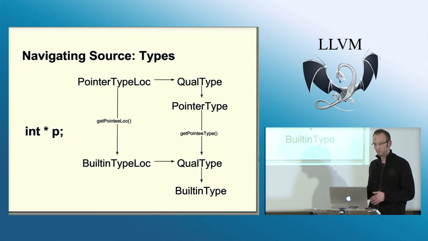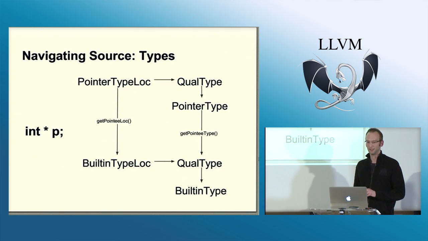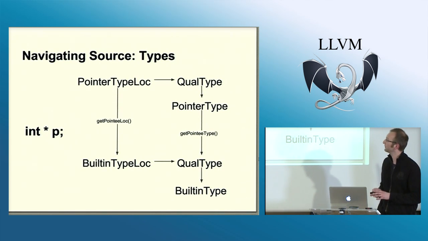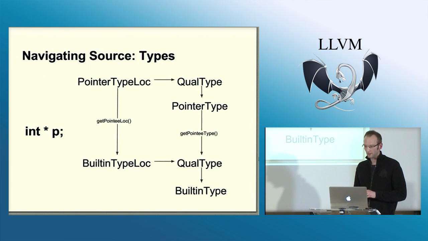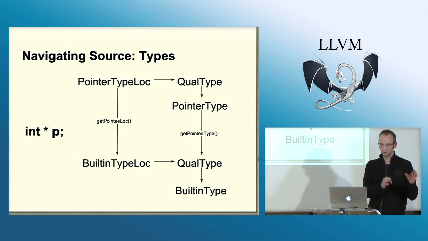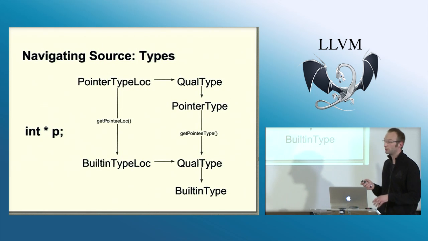Now, if we put together what we just learned for types, we get an interesting picture. This is just for this simple pointer declaration. The interesting part is that the type blocks form a shadow hierarchy to the types. And for the types, we know already that there's always a qual type around them. So the whole thing looks like that.